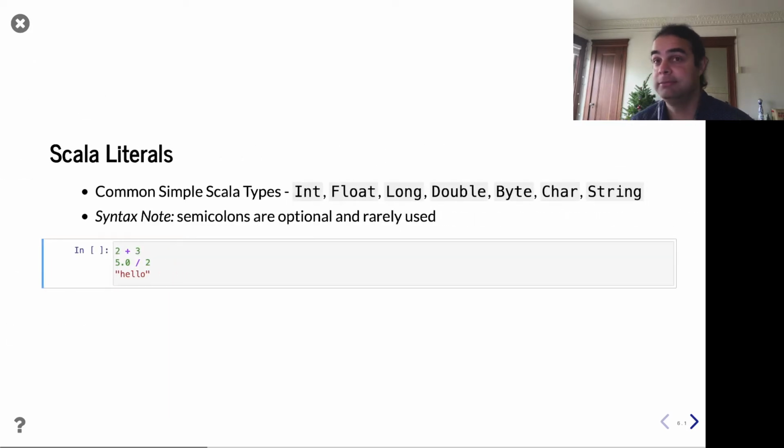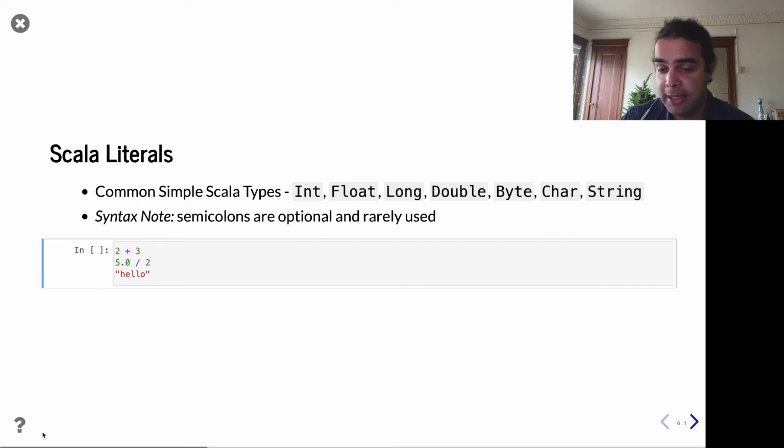So what are we actually going to use Scala for? Well, it has the same kind of types you're used to in most languages: int, float, long, double, byte, char, and string. So int and float, those types are actually 32-bit as part of the language by default.